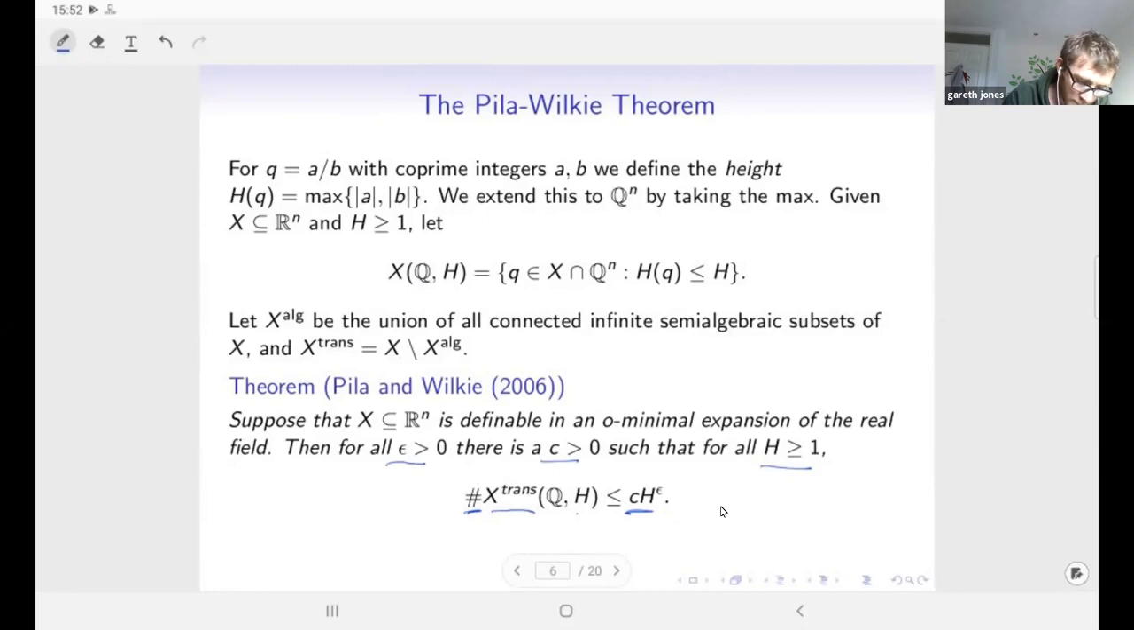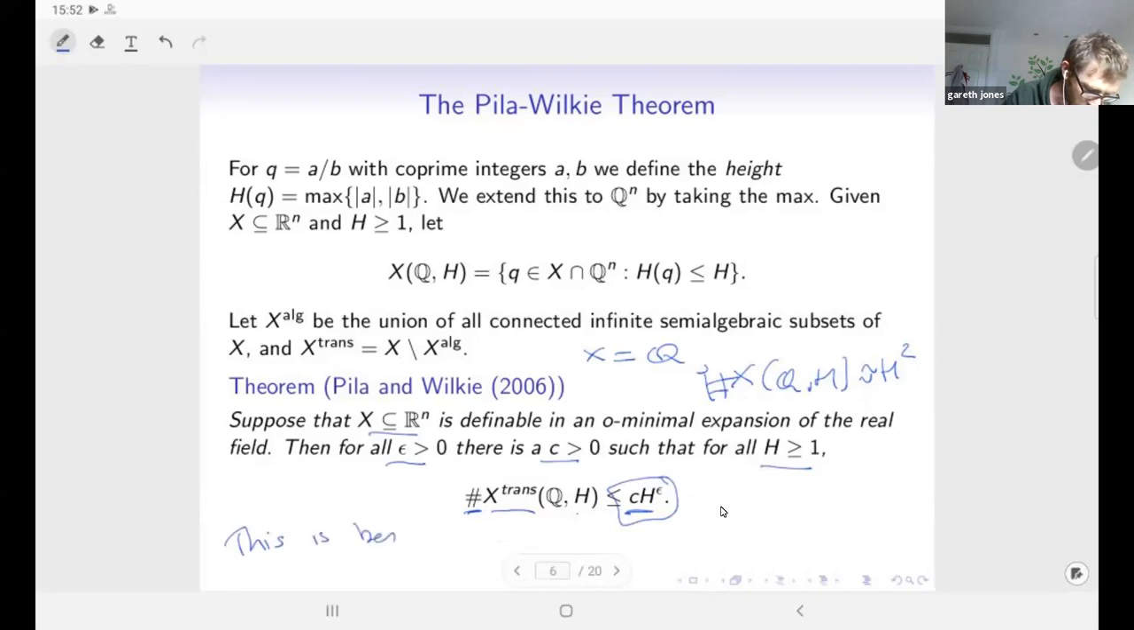So if I take X to be R^2, then X(Q,H), the number of points there, is roughly H squared. So this H to the epsilon is a much better bound. This is a very good improvement on the trivial bound of H squared, or H to the 2n for X in R^n. And in fact, this bound is best possible, in the sense that if you're given a function epsilon of H which tends to zero, then you can find a definable set in some O-minimal structure such that for an infinite sequence of heights, it will have at least H to the epsilon of H rational points of height H. So in the generality of all O-minimal structures, this bound is best possible.